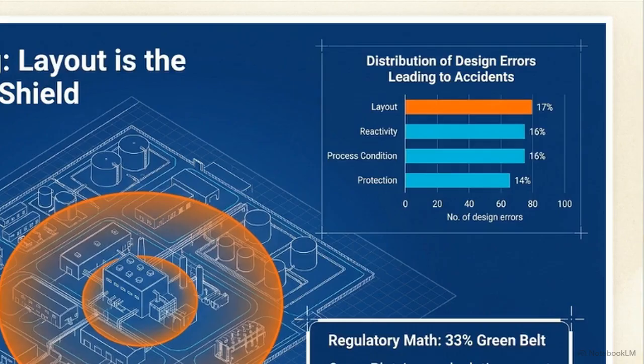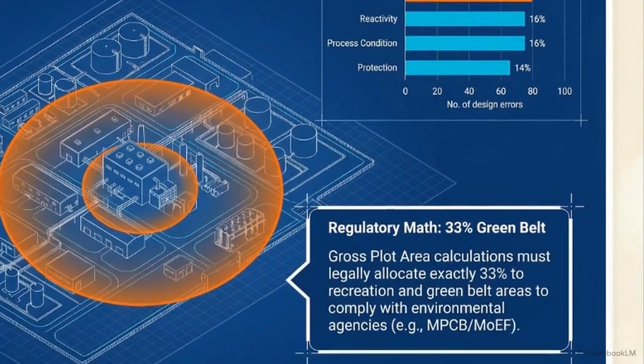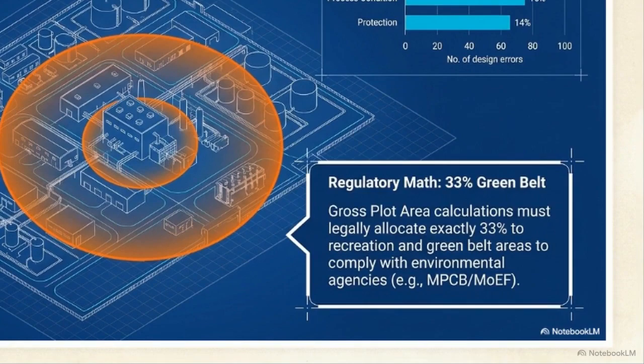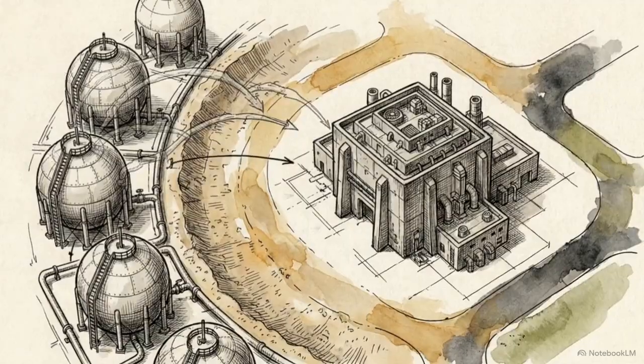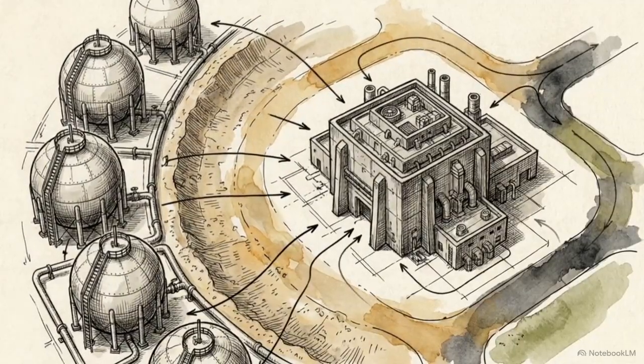This chart reveals a crucial metric: 17% of design errors leading to chemical accidents stem from poor spatial layout. Furthermore, gross plot area calculations legally demand exactly 33% of land be allocated to greenbelts to satisfy environmental agencies. Where you place the reactors versus the storage tanks acts as the absolute baseline safety shield for the entire facility.